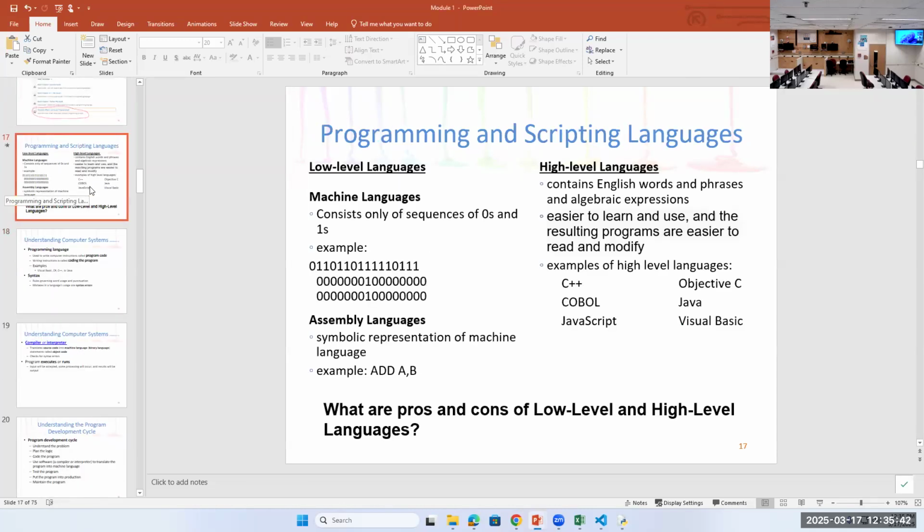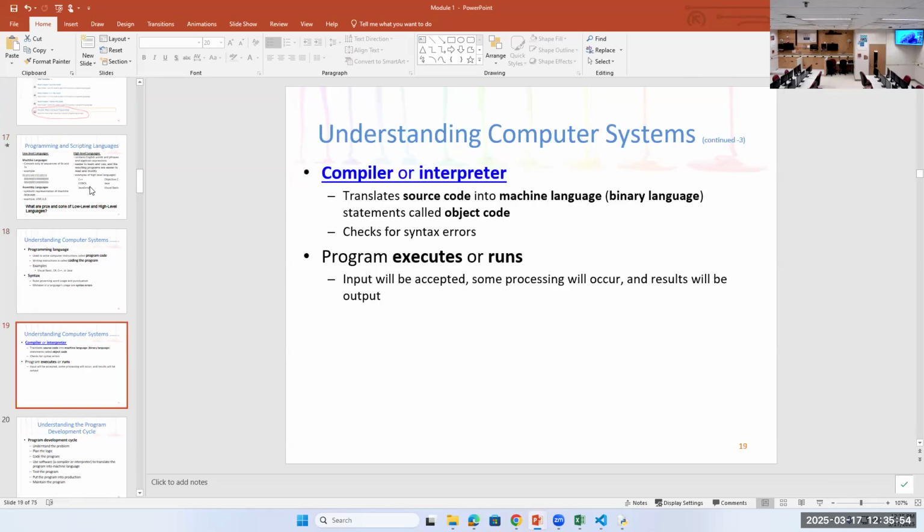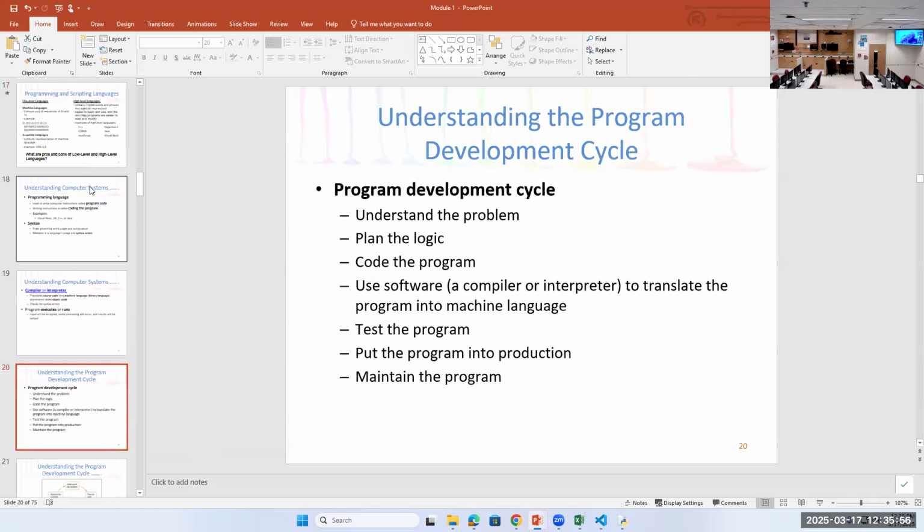Okay, so you know the process of programming, right? Programming means you give instructions to a computer to solve a specific problem. That's the process of making a program. In order to make a program, think about a very simple one that I give you here.